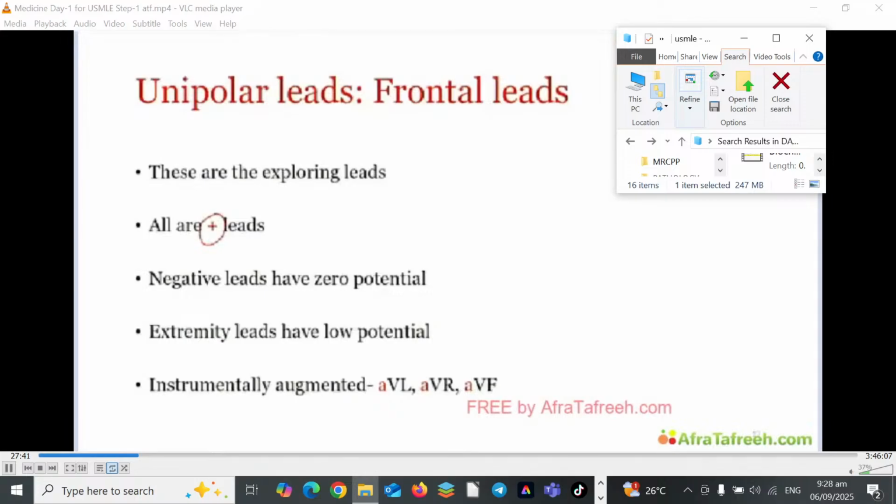So a positive charge, so every other is considered to be a zero potential. The extremity leads have low potential, and to detect electricity from that low potential, they were augmented. So whatever recordings they're going to have would be increased by a particular level by the machine itself. Hence it is called AVL. The A stands for augmented. This augmentation is represented by A.